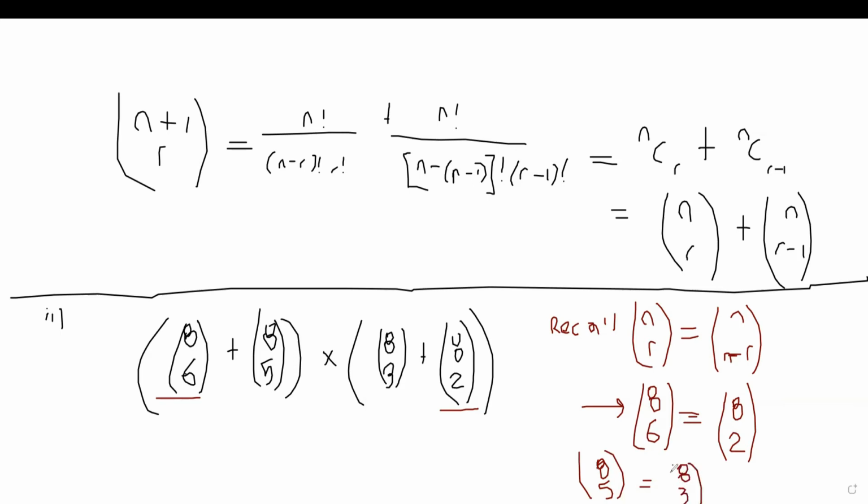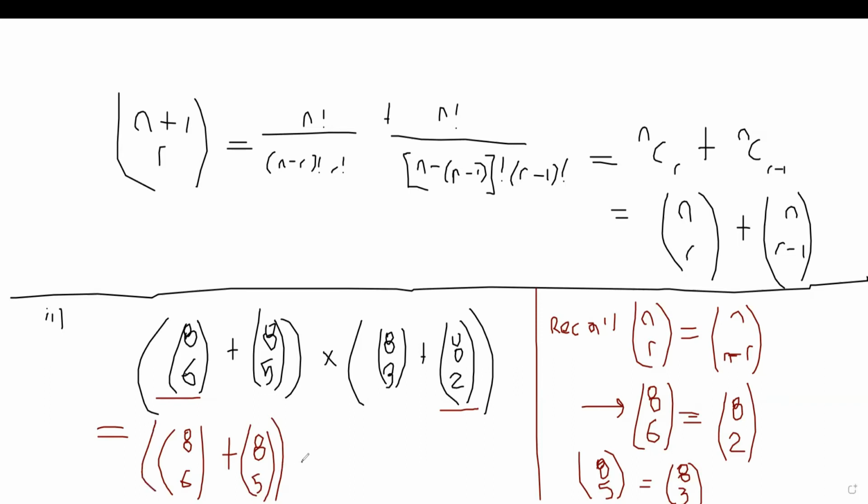So what does that mean for us? It means this part is the same as this over here. So this is now going to be equal to 8 choose 6 plus 8 choose 5, multiplied by itself. 8 choose 6 plus 8 choose 5, multiplied by itself, because 8 choose 3 is the same as 8 choose 5.